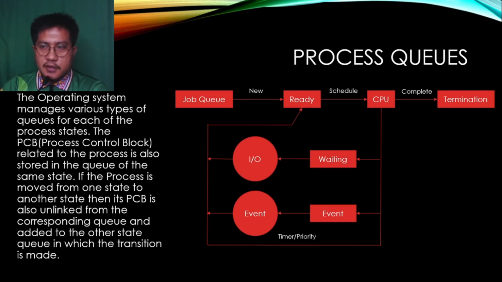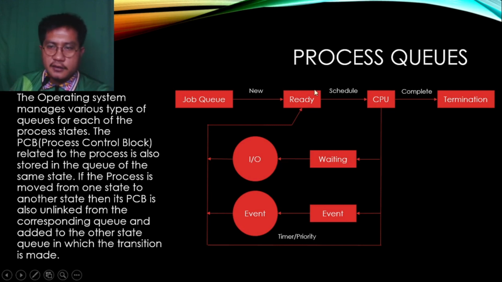So these are the process queues. The operating system manages various types of queues, and for each of the process states, the PCB or process control block related to the process is also stored in the queue of the same state. So if the process is moved from one state to another, then its PCB is also unlinked from the corresponding queue and added to the queue of the state to which the transition is made.